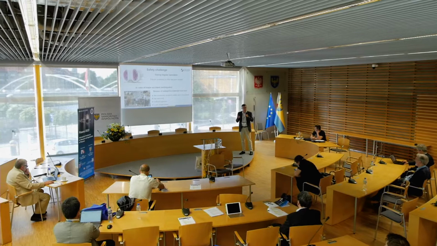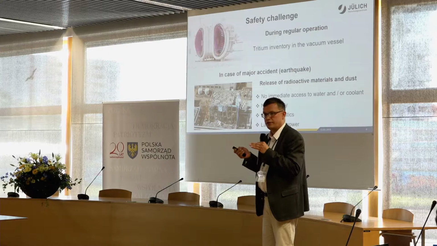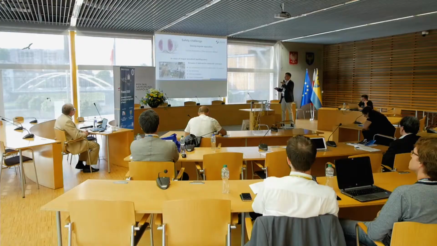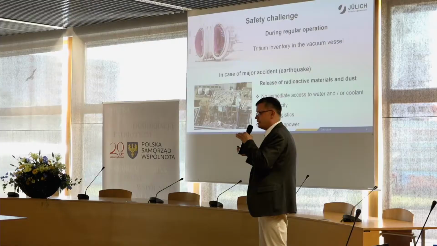The second important aspect, in the case of an improbable but not impossible severe accident, like imagine the earthquake, is that we may have very difficult choices. As actually shown here, this is one of the remaining buildings of the Fukushima power station shortly after the accident. So you can see the devastating consequences of such an accident. What can we actually expect?